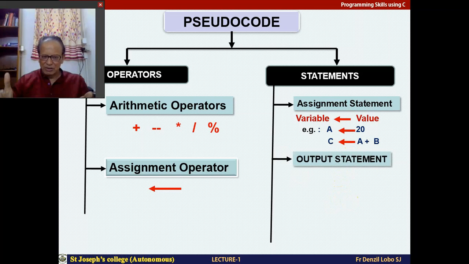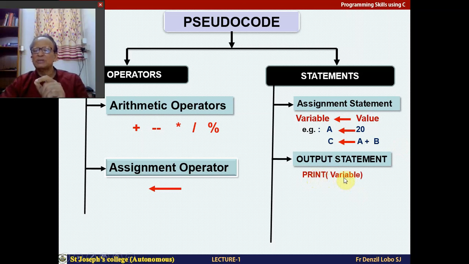We do quite a lot of mathematics and work out problems, and the results will be there in the computer. We need that result to be displayed on the screen. How do we do that? For that, we need the output statement, that is print within brackets variable. So print is the verb here, and variable is what you call our noun, which contains the value. For example, if I say print A, since you have assigned 20 to A, it will print 20.